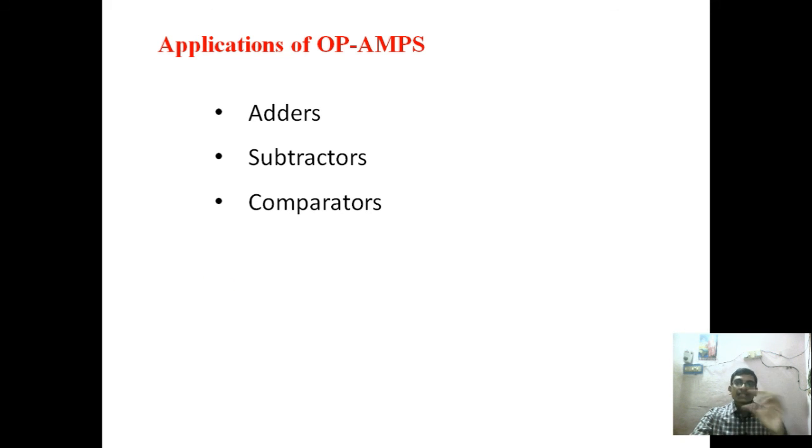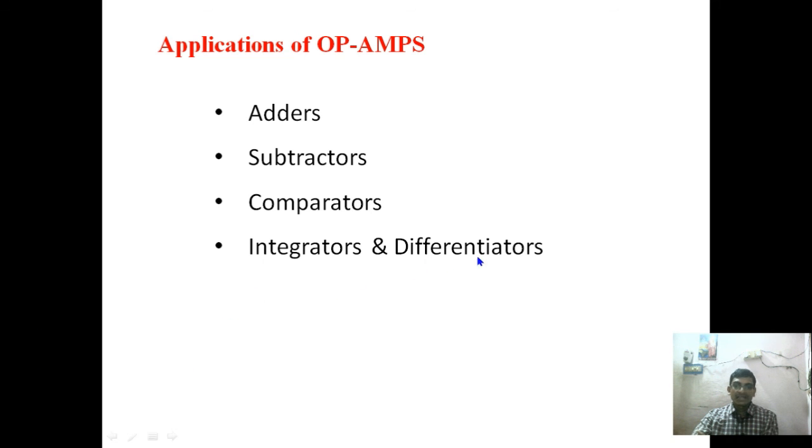Then the op amp compares the two voltages and gives the difference voltage. If both inputs are equal, then it gives 0. If there is any difference, it will give the respective sign and the difference voltage too. And it can be used as an integrator and differentiator. In order to do the integration and differentiation of signals, we can use the operational amplifier. Sometimes we need these integrators and differentiators.